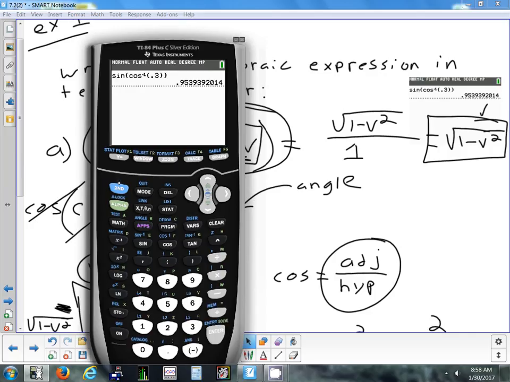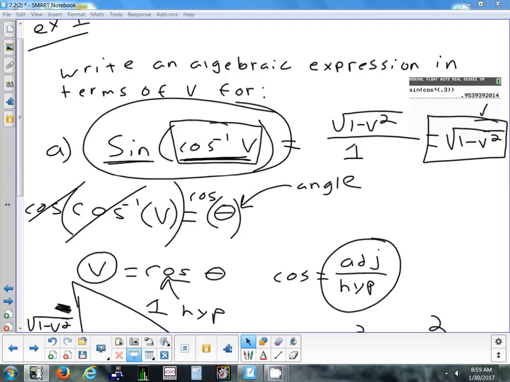So take the square root of 1 minus 0.3 squared. And when I hit enter, I get exactly the same thing I got before. So what we just did is we converted a formula that had trig into a purely algebraic formula. It's got square roots and subtraction, stuff like that.